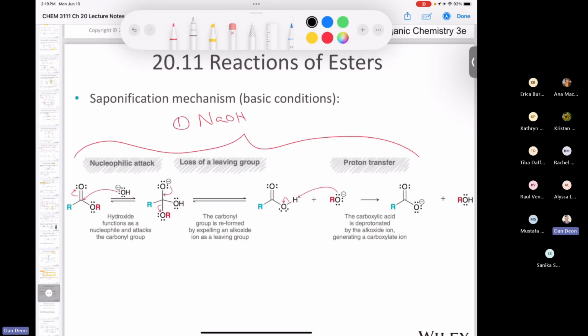Step one. But then in step two, you treat it with hydronium, H3O+, aqueous acid, and that is going to protonate to give us the carboxylic acid. So that's where the carboxylic acid comes from: you protonate the carboxylate, just like that. So you end up with the carboxylic acid plus your alcohol along the way.